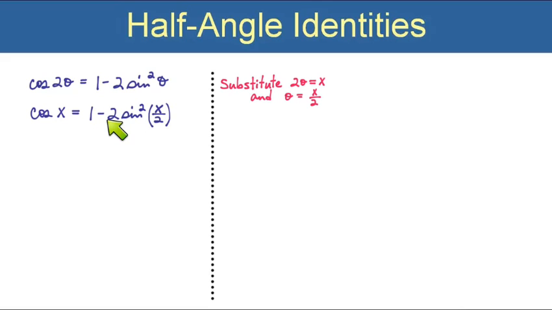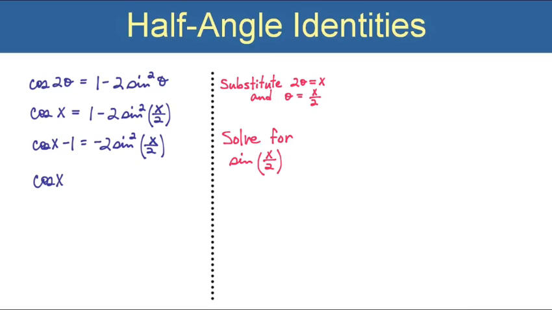So I'm going to now subtract 1 from both sides and divide both sides by negative 2. Alright, now this is okay, but it's a little awkward to have a negative like that in the bottom. What we should do is multiply both top and bottom by negative 1.